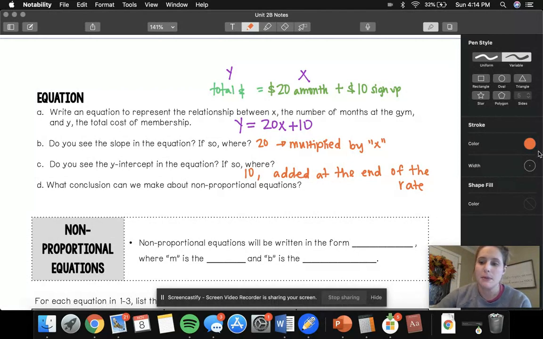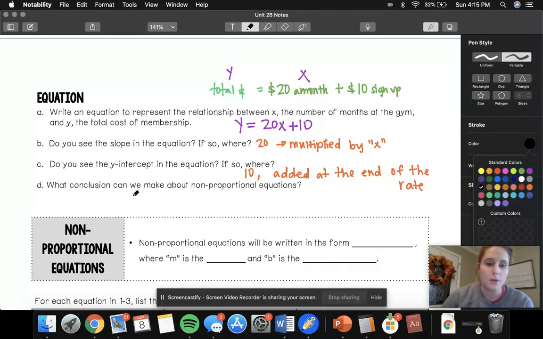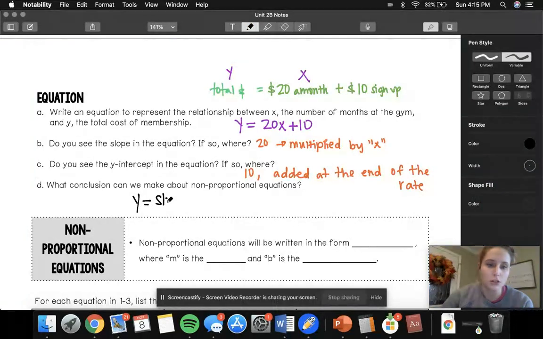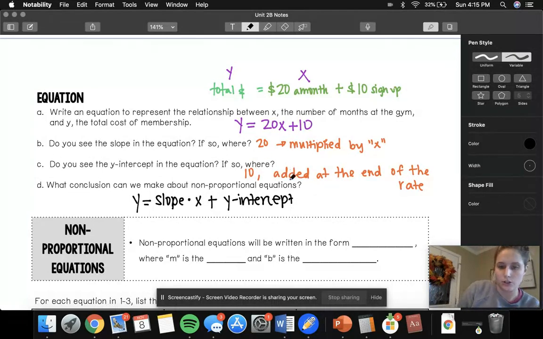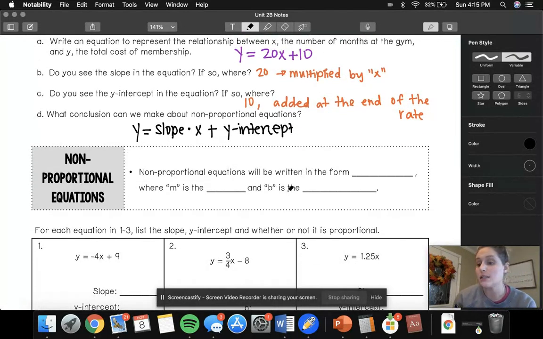Okay, so what conclusions can we make about non-proportional relationships? It looks like it has y equals our slope times x plus our y-intercept. So our slope is 20, so we have our slope times our input x, then plus that extra $10 for Hillary's problem at least. This is the most important equation that I actually teach you guys in 8th grade: non-proportional equations can be written in the form y equals mx plus b, where m is the slope or your rate of change, and b is your y-intercept.